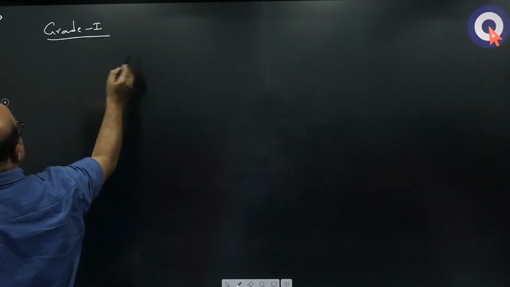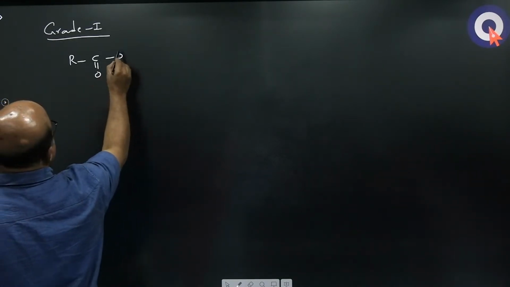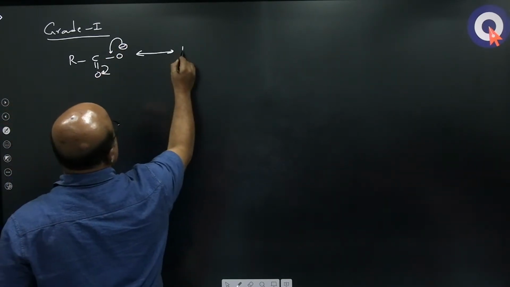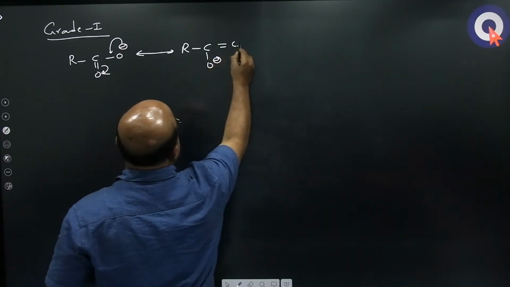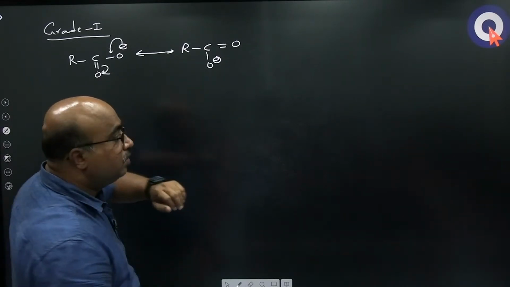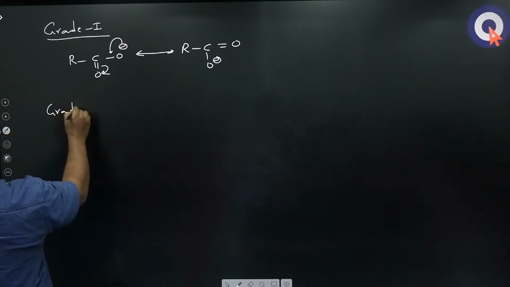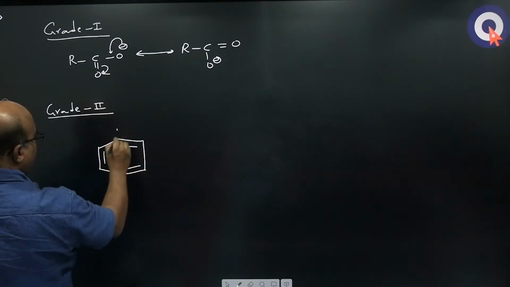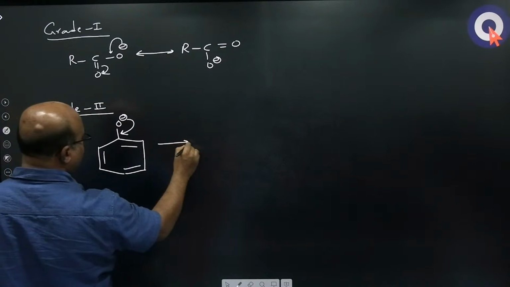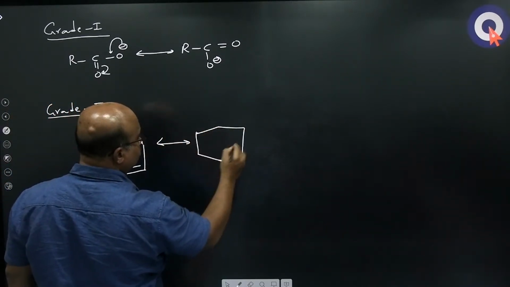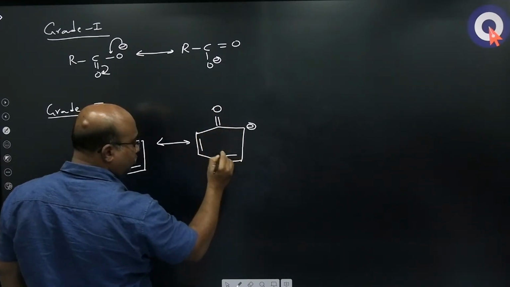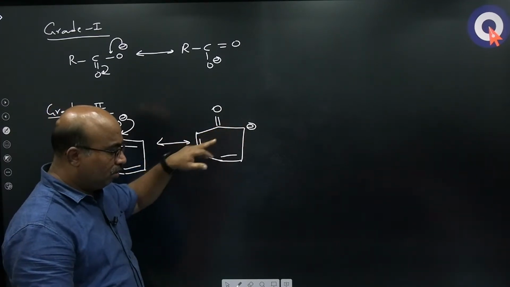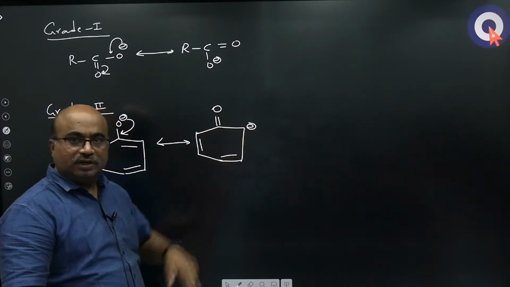Suppose you have an acetate type, R C double bond O minus, a carboxylate ion. The negative charge can delocalize and will give an identical structure here. So this is like a grade 1. What is grade 2? That is the phenoxide ion we already have. In the phenoxide ion, the negative charge on the oxygen is delocalized towards carbon. So this can delocalize to this, and this can delocalize to this. At ortho and para positions, you will get negative charges again while doing the resonance.